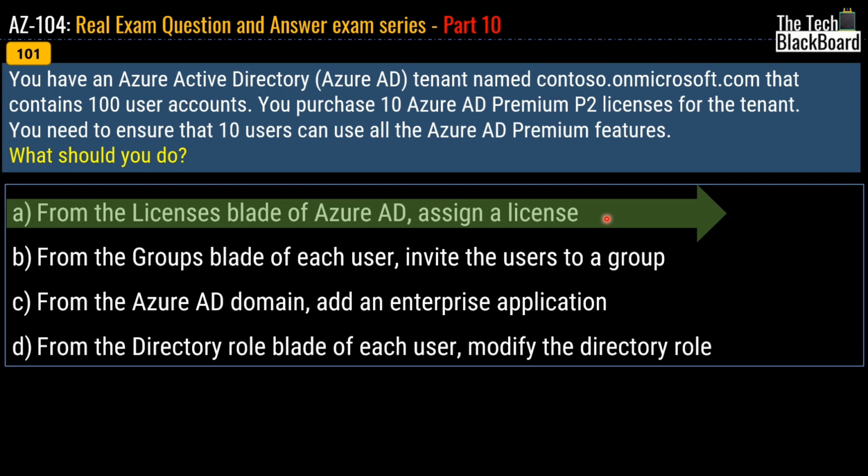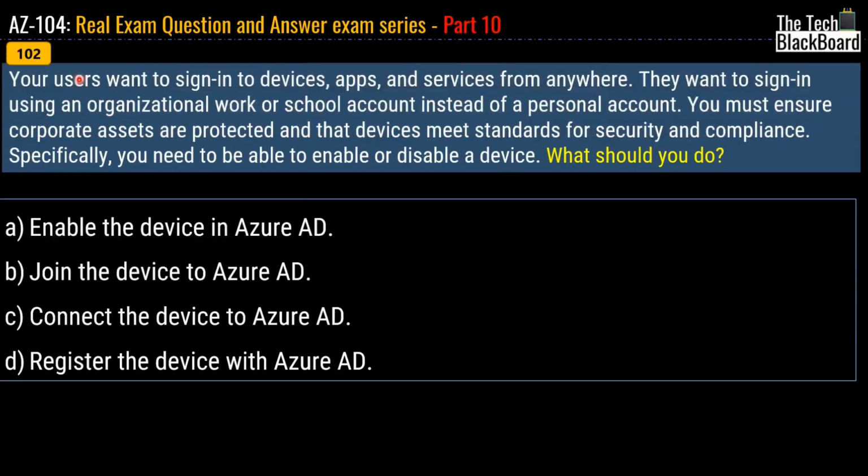Let's move to the other question. Our question number 102 says that your users want to sign in to devices, apps and services from anywhere. They want to sign in using an organizational work or school account instead of a personal account. You must ensure that the corporate assets are protected and the devices meet standards for security and compliance. Specifically, you need to be able to enable or disable a device. What should you do?